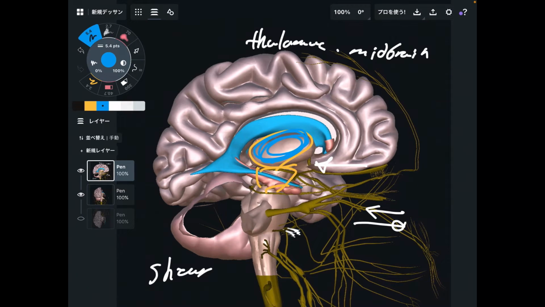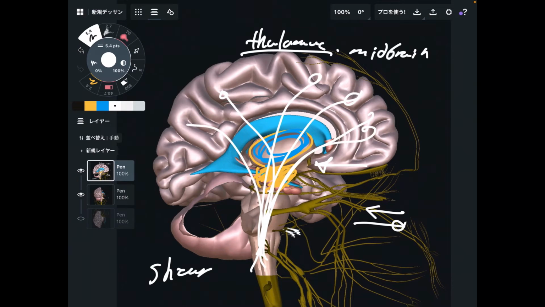This part is thalamus, and this part is midbrain. Quick review. What is the function of thalamus? It's basically a terminal of the sensory system. Almost all sensation goes through thalamus and is projected to a certain area of cerebrum like this. Basically, thalamus is the gateway of sensation.